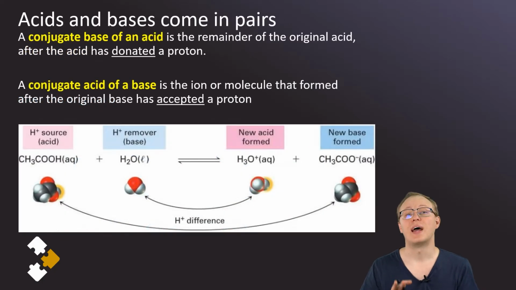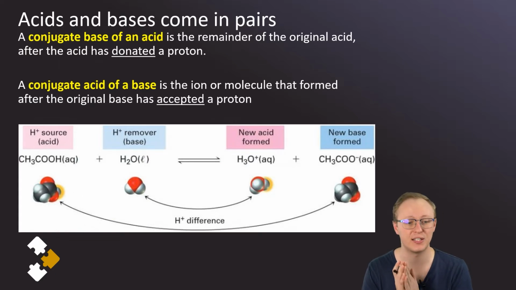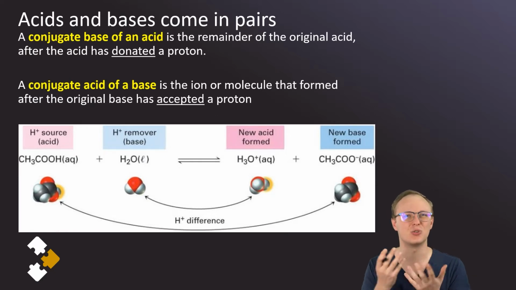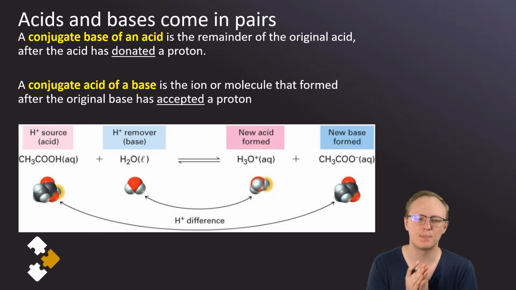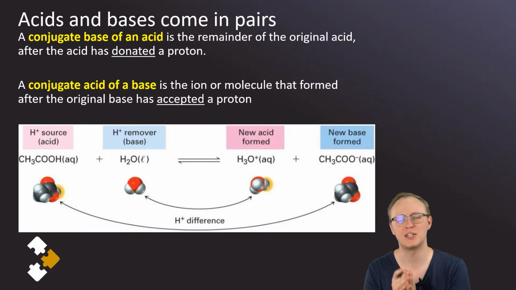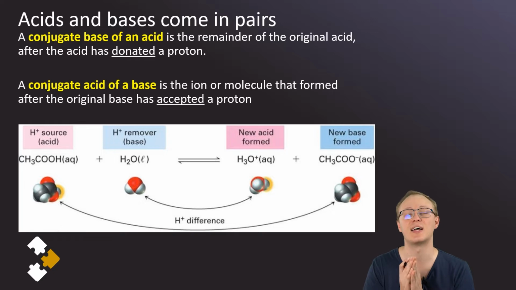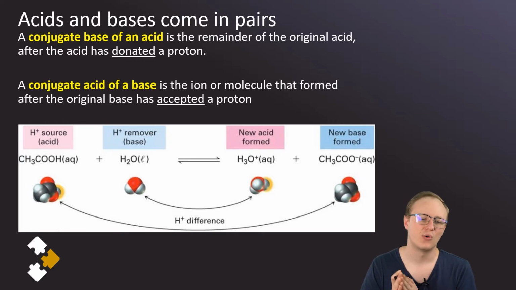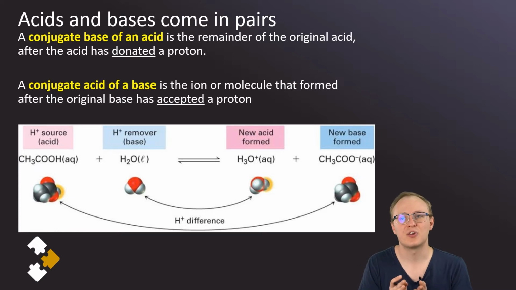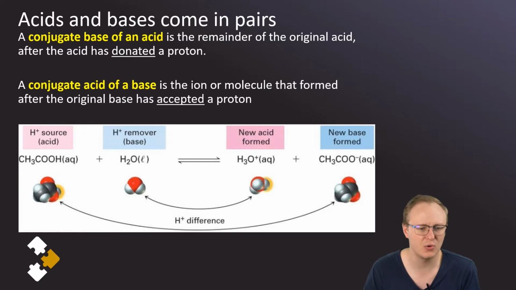Okay, so acids and bases come in pairs, and we call these pairs conjugate acid-base pairs. Now, the word conjugate basically just means closely related or next to. So the conjugate base of an acid is the remainder of the original acid after the acid has donated a proton. Whereas the conjugate acid of a base is what you get when that base has accepted a proton. So here we've got an example where ethanoic acid reacts with water.